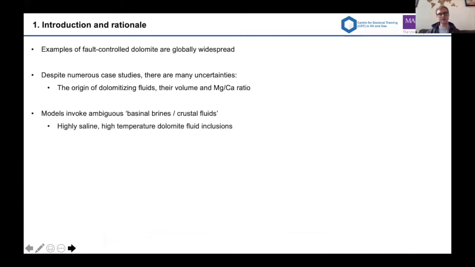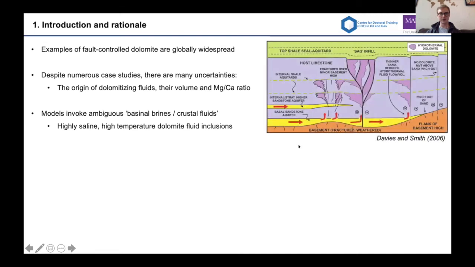And these models often invoke ambiguous basinal brines or crustal fluids, which are characterized by highly saline, high-temperature dolomite fluid inclusions. This was summarized and presented to the wider community by Davies and Smith in 2006. Their model involves flux of hydrothermal fluids from the basement or basal-clastic aquifers up into overlying carbonate strata where dolomitization takes place along faults.